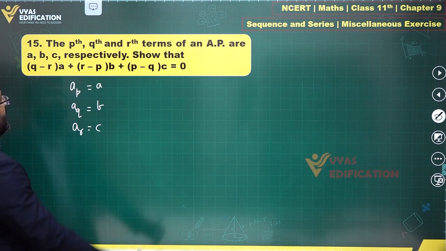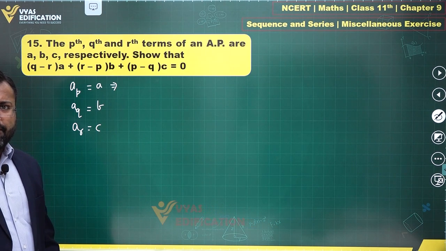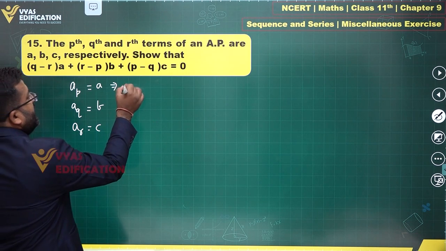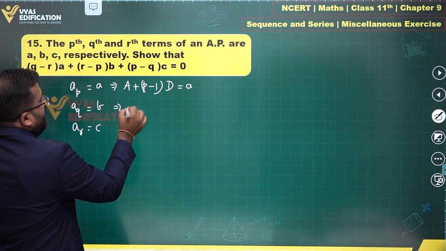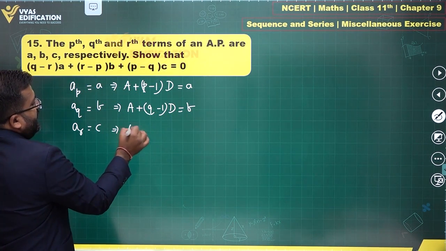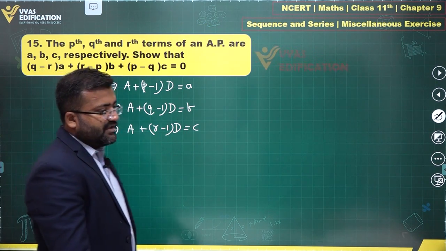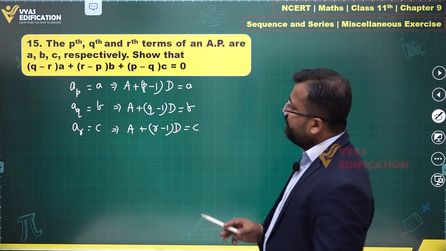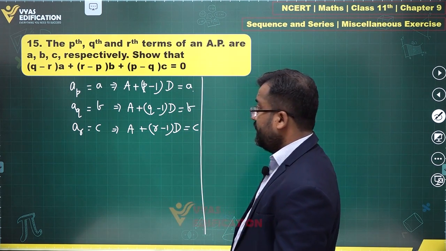Okay, so for an arithmetic progression, let capital A be the first term and capital D be the common difference. So this is A plus p minus 1 times capital D, which is small a. A plus q minus 1 times capital D, which will be small b. A plus r minus 1 times capital D, which is small c. This is what you have. And if that is the case, then can I observe q minus r times a? a times q minus r is what I am interested in. Okay, let's try to find that.